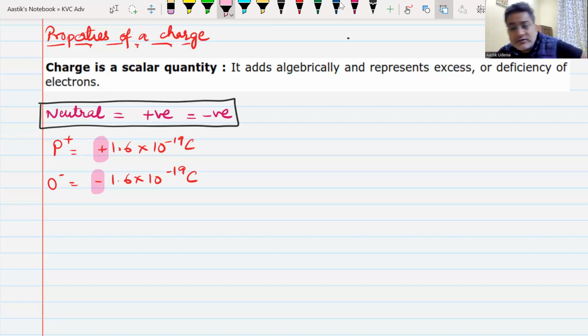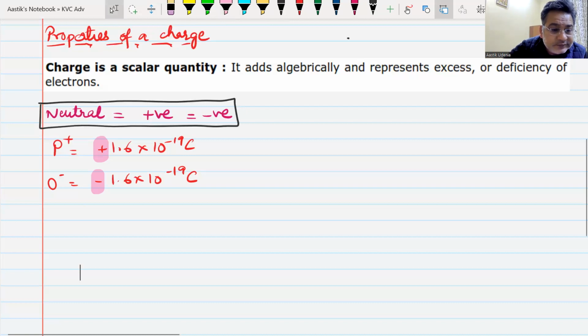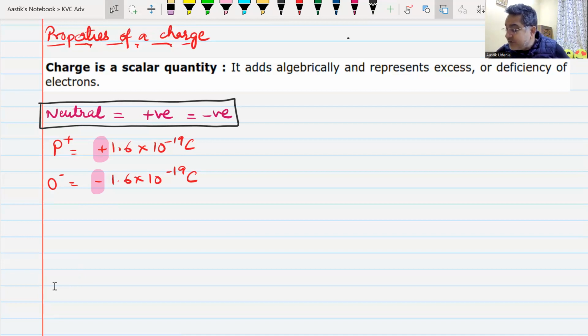If you add electrons in the outer shell, the number of electrons becomes more, but the number of protons remains the same. The body will now acquire negative charge. If you add one electron, negative charge equal to one electron, two electrons, negative charge equal to two electrons, and so on. That means charge is transferable. You can transfer charge from one atom to the other, from one body to the other body.